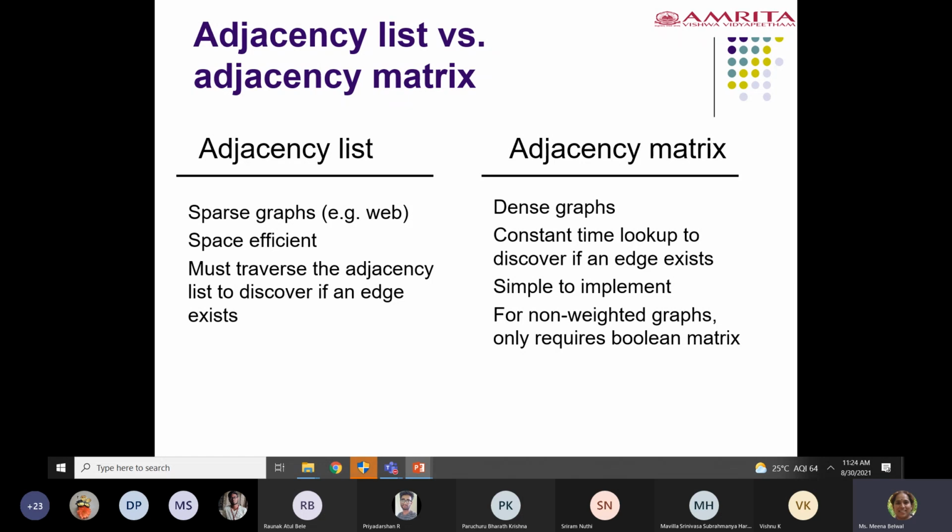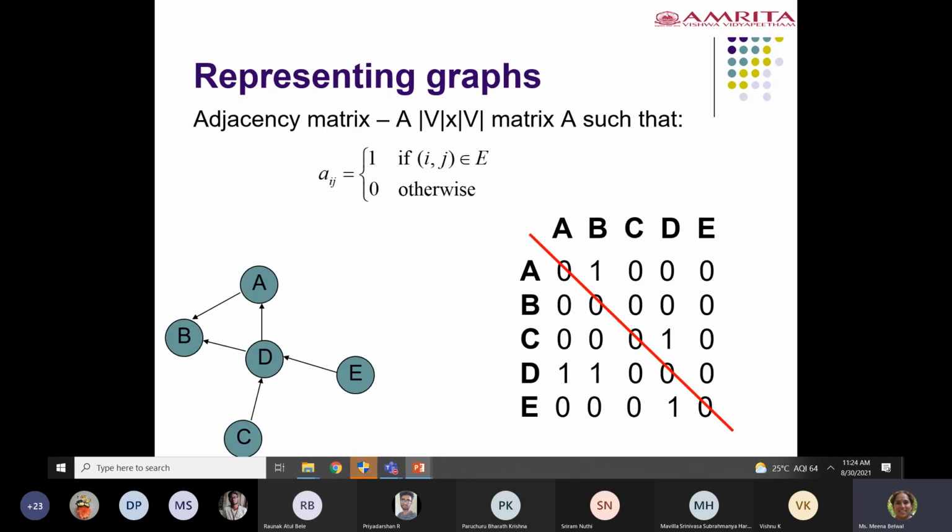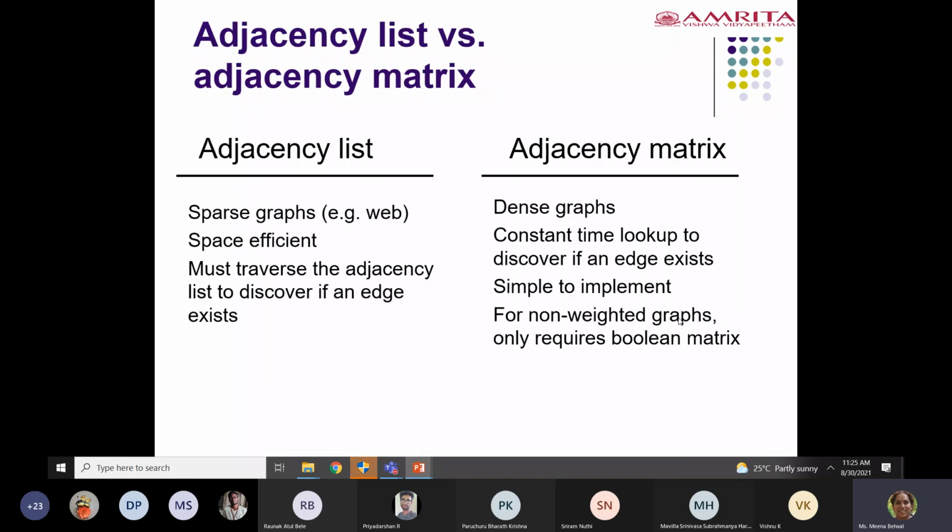Whenever we have a dense graph, we must use an adjacency matrix. Dense graph means there are many connections, so many nodes are connected with other nodes. So let us use the adjacency matrix, since here most of the elements are not 0. Now, what is the use of the adjacency matrix?